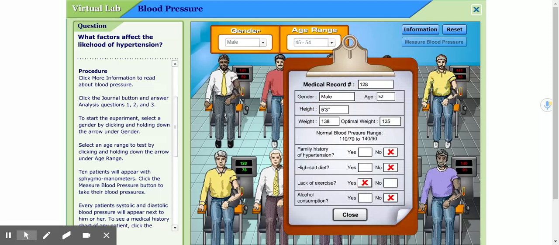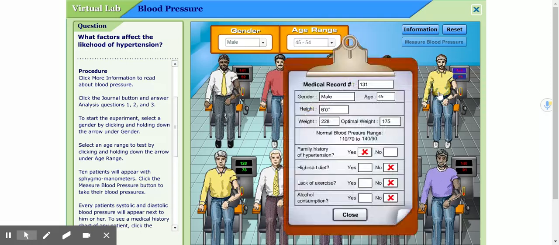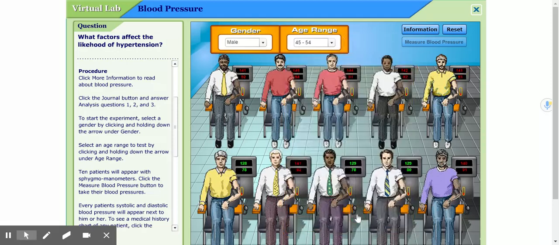Oops, did we already do that one? I think we just did that one. Oopsie. Let's take a look at this one. Weight 135, optimal weight 138. No family history, not a high salt diet, but there is lack of exercise and there is alcohol consumption. Let's take a look at this one. Weight 228, 175 is optimal. Family history: yes. No high salt diet, no lack of exercise, and no alcohol consumption.